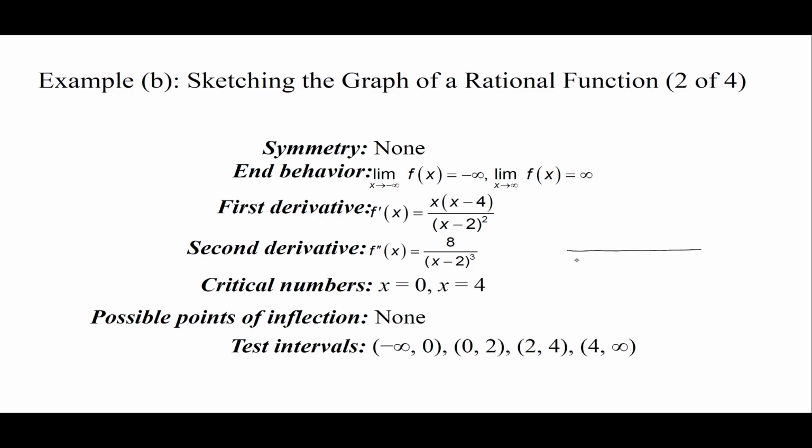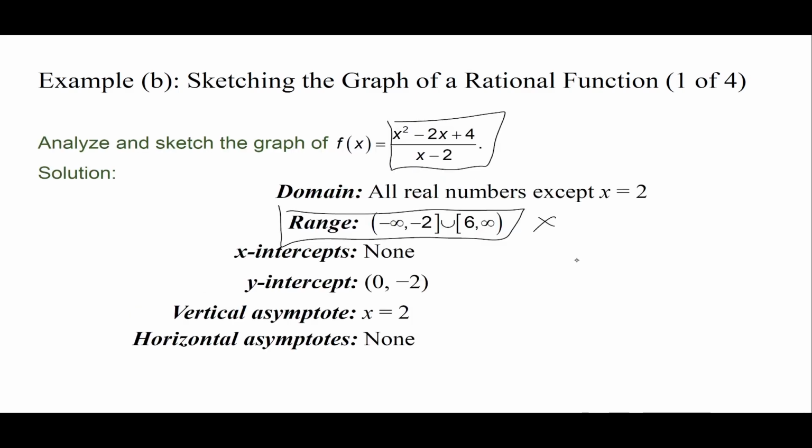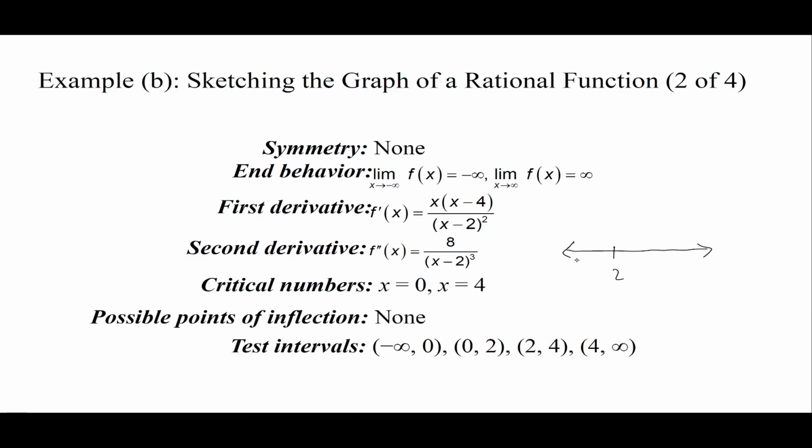So first of all, draw a real number line, and then find the domain. From the domain you can see that it is all real numbers except 2. So at 2 there is a vertical asymptote. After that, put the critical numbers at 0 and at 4. So now you have 4 different intervals: negative infinity to 0, 0 to 2, 2 to 4, and 4 to infinity. Now we're going to check our first derivative and second derivative on those 4 intervals.